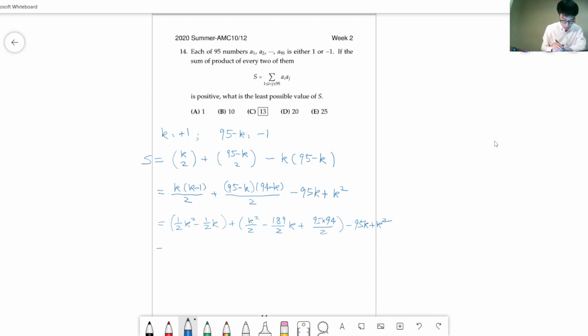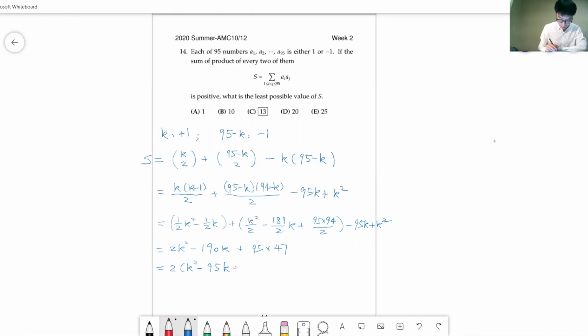All right, we can combine the square terms. Totally, we have 2k squared. And for k terms, we have totally minus 190k. And for the constant term, it's just 95 times 94 divided by 2, so 95 times 47. This is the value of S. Now let's complete the square, because this is a quadratic function of k. Let's complete the square to find the minimum value. So this is 2k squared minus 95k.